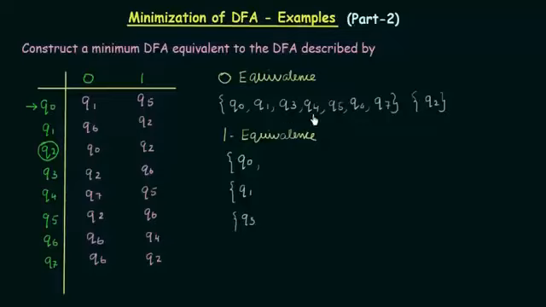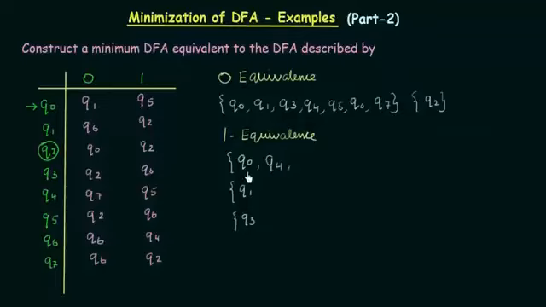Now let me check Q4. Let me check it with Q0. Q0 and Q4 on getting input 0 go to Q1 and Q7. Q1 and Q7 fall in the same set, so it is fine. Now on getting input 1, where do they go? Q0 goes to Q5 and Q4 goes to Q5. So they are the same state. So again it is fine, and hence we can say that Q0 and Q4 are 1 equivalent. And now let me check for Q5.